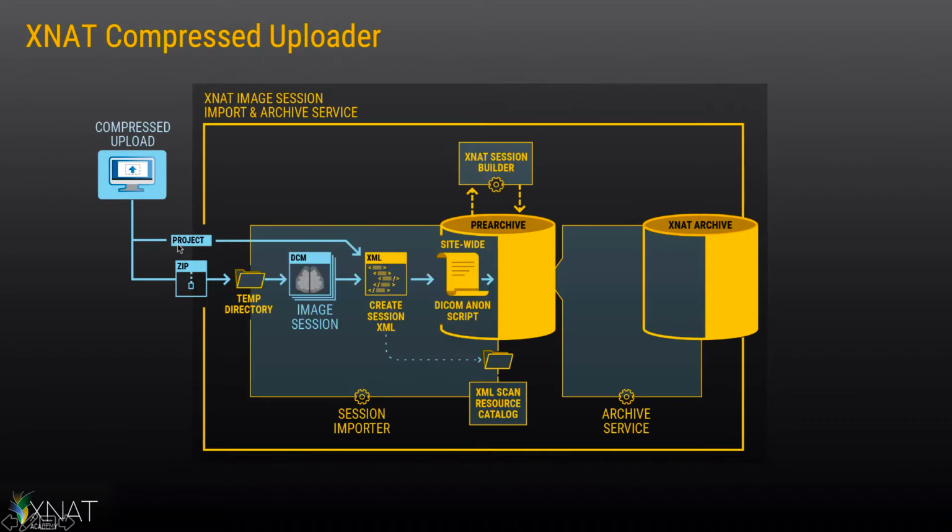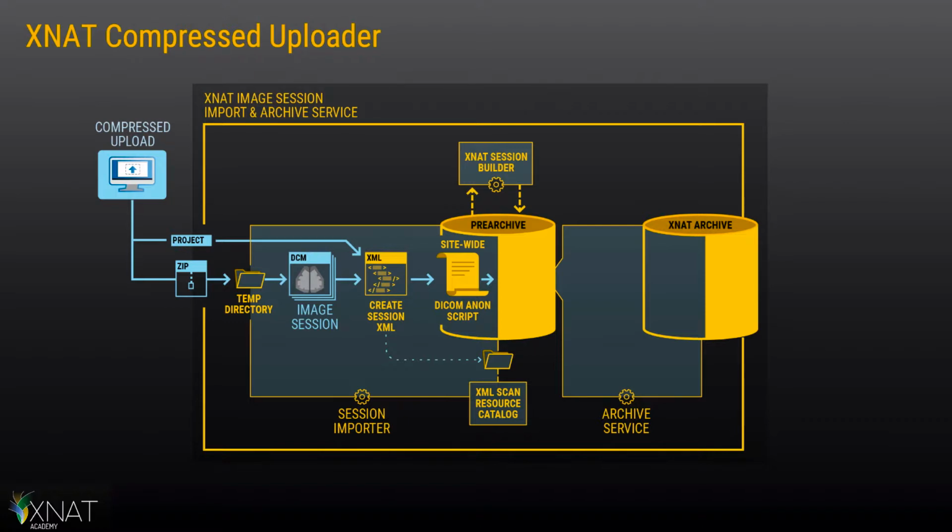So first, it unpacks the zip archive in a temporary directory to view the completed image session. And then it reads the DICOM to determine what type of session it is, MR, PET, CT, etc. And it tries to find a subject identifier. Then, using the DICOM values found and the project variable provided in the upload UI, an initial XML representation of the session is created. This is not saved in Postgres, however. It gets stored as a resource in the pre-archive alongside the uploaded session files.